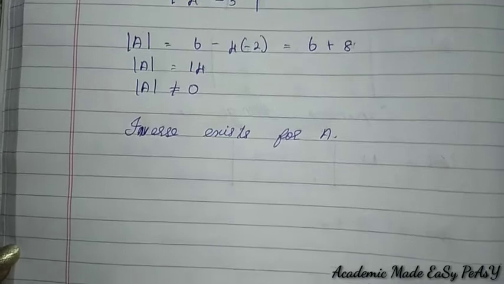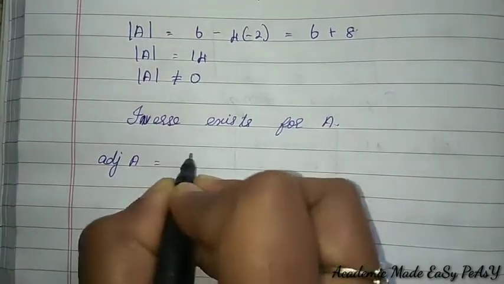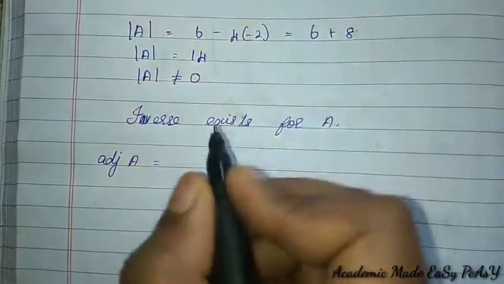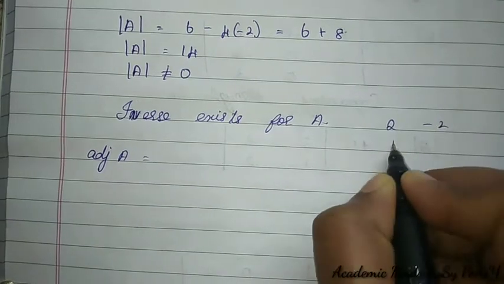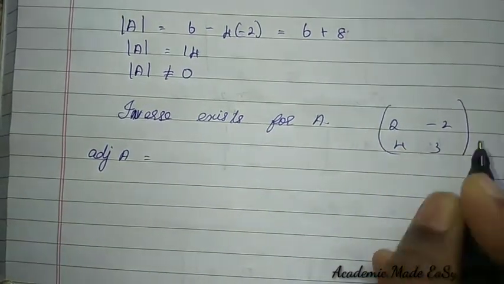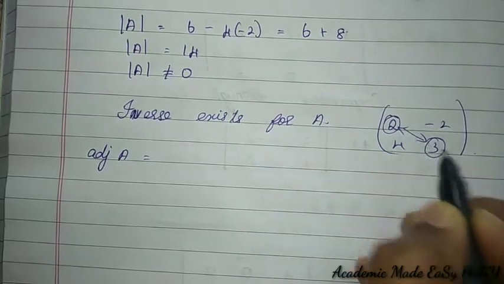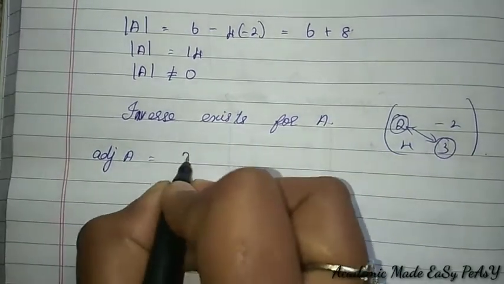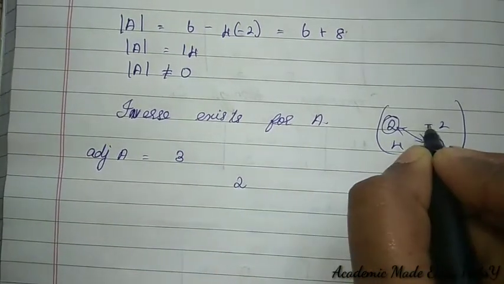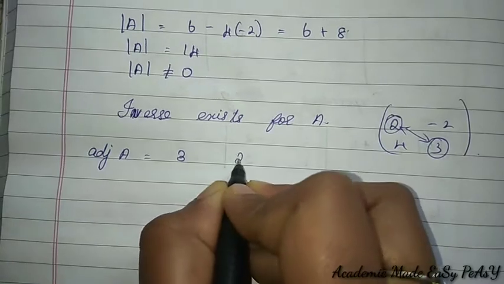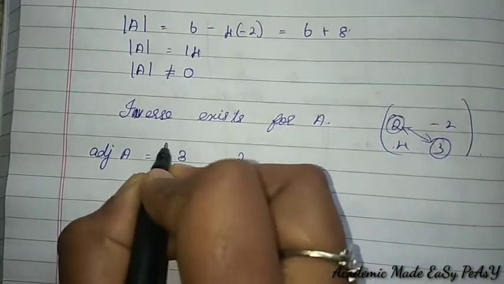So now I will be finding the adjoint of A. So what is adjoint of A? How will I find it? Let me write the matrix over here. It is 2 minus 2 4 3. So this is the matrix that is given. I will be taking only these two elements and interchanging them. So 3 2. Here I will be changing the sign. So negative will become positive, positive will become negative.